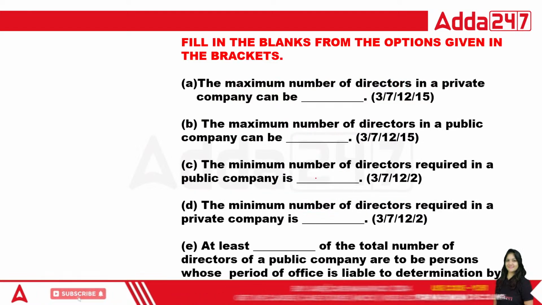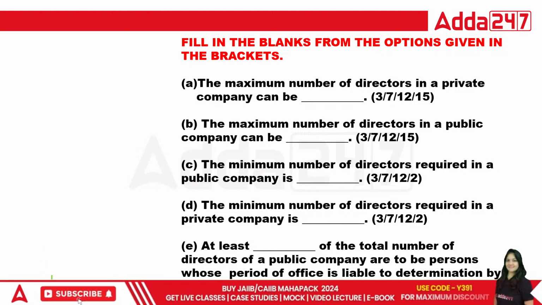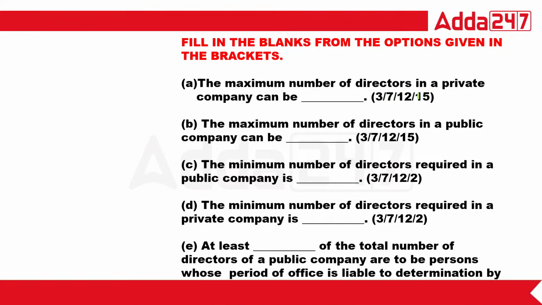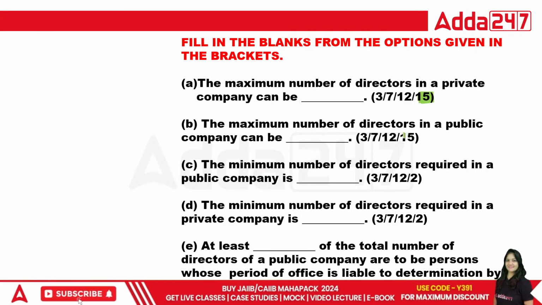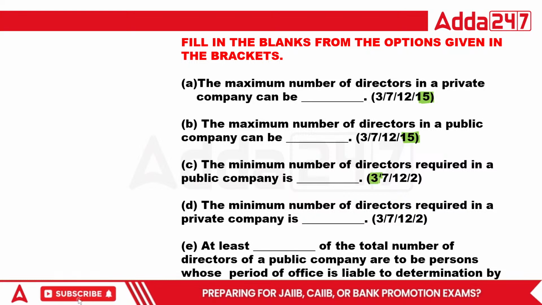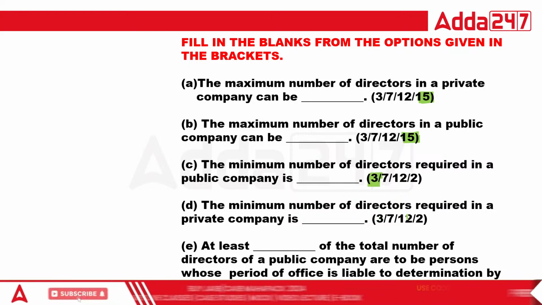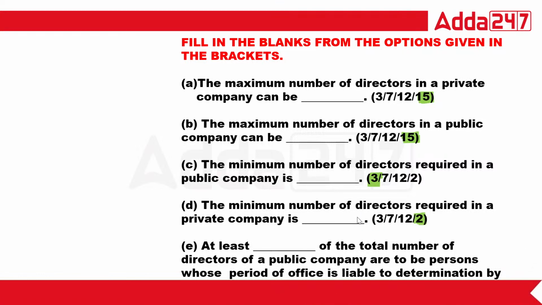What is the maximum number of directors in a private company? The maximum number of directors in a private company is 15. Maximum number of directors in a public company is also 15. Minimum number of directors in a public company is 3. Minimum in a private company is 2.